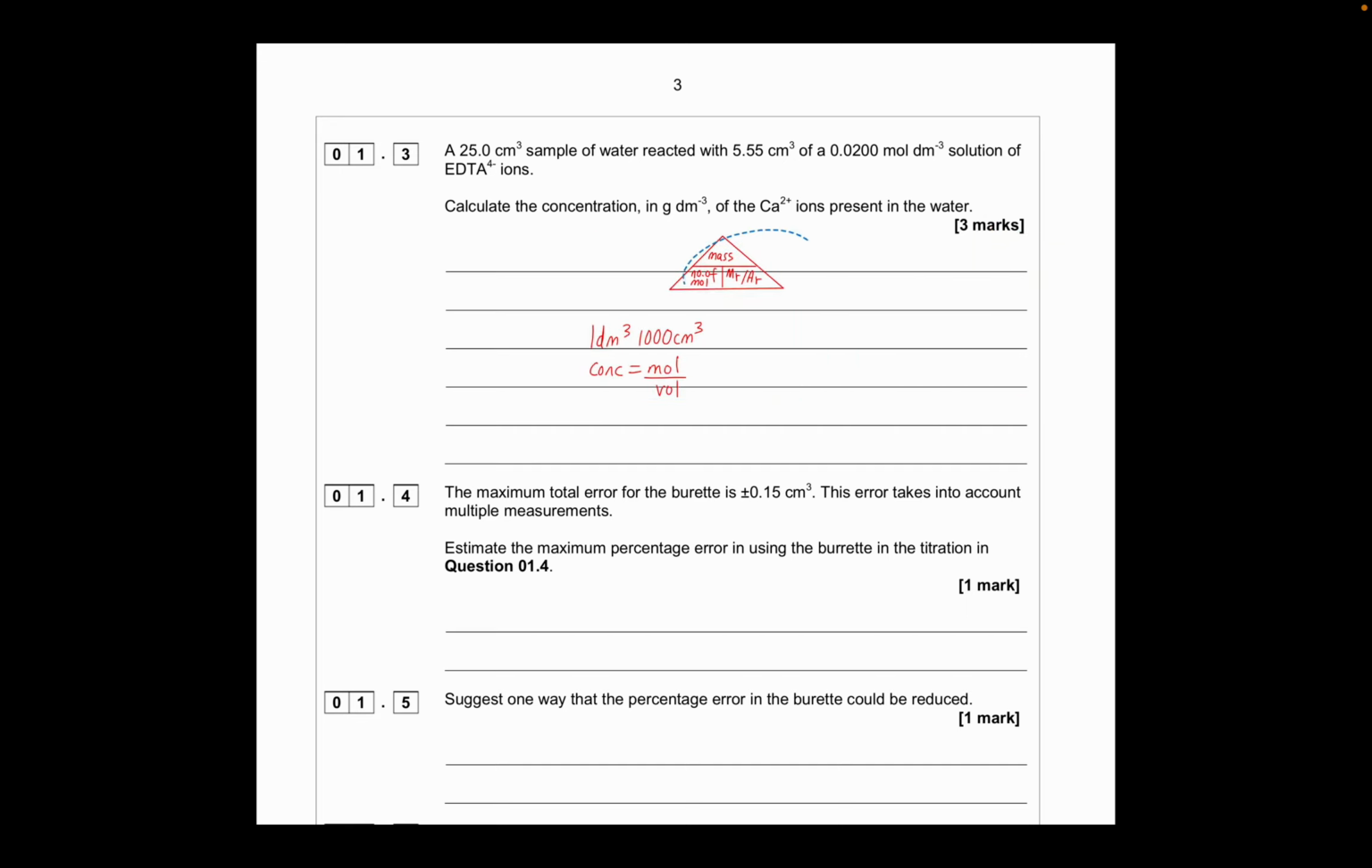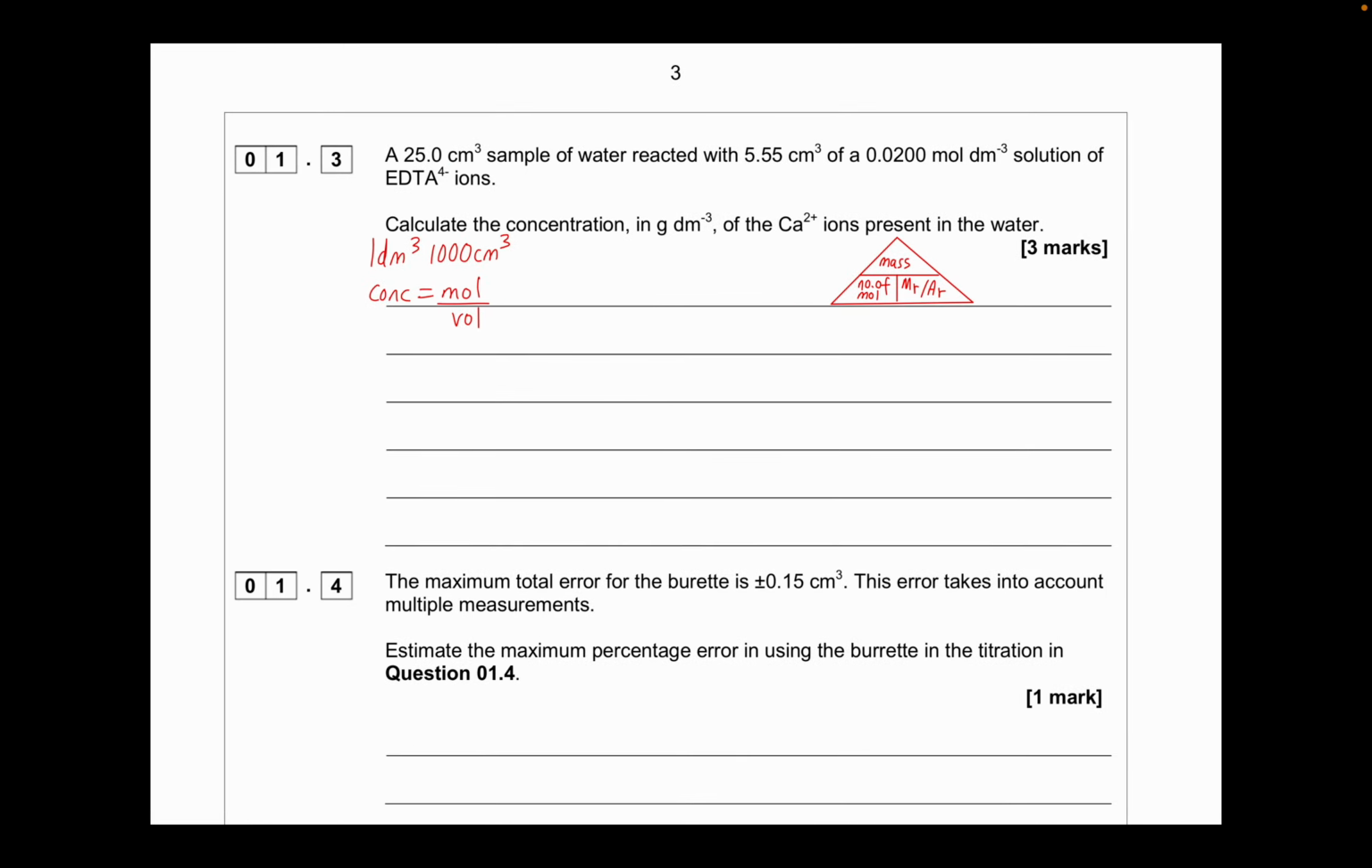We know this formula, this triangle over here, and we know that concentration is equal to mole by volume. So what you're going to do first is calculate the number of moles of EDTA. Look at the values that are given to you. You're given the concentration and the volume, so you're going to do the same steps: concentration times the volume to give you the number of moles of EDTA4- ions. So the first step is to convert the volume of the solution to dm cubed, because you have to convert the values.